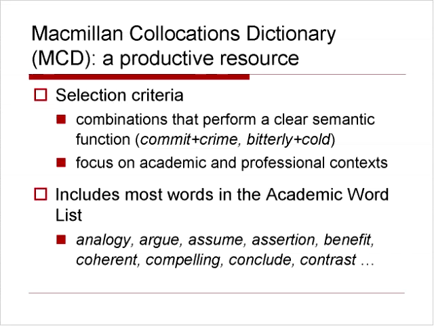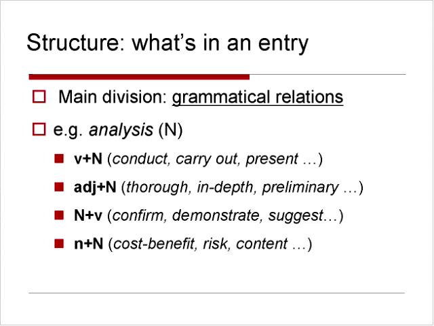If I want to say something's cold, but I want to add a bit of emphasis and say, well, it's very cold, well, I can say it's very cold. That's not a problem. That makes sense. But it's not so interesting. If I want to be really emphatic, I might want to say it's bitterly cold. So we're looking at these kind of semantic functions of the kind that you want to perform and providing information for that. There's also a big focus in the collocations dictionary on academic and professional context. And we include most of the words that are in the academic word list, words like analogy and assume and assertion and so on.